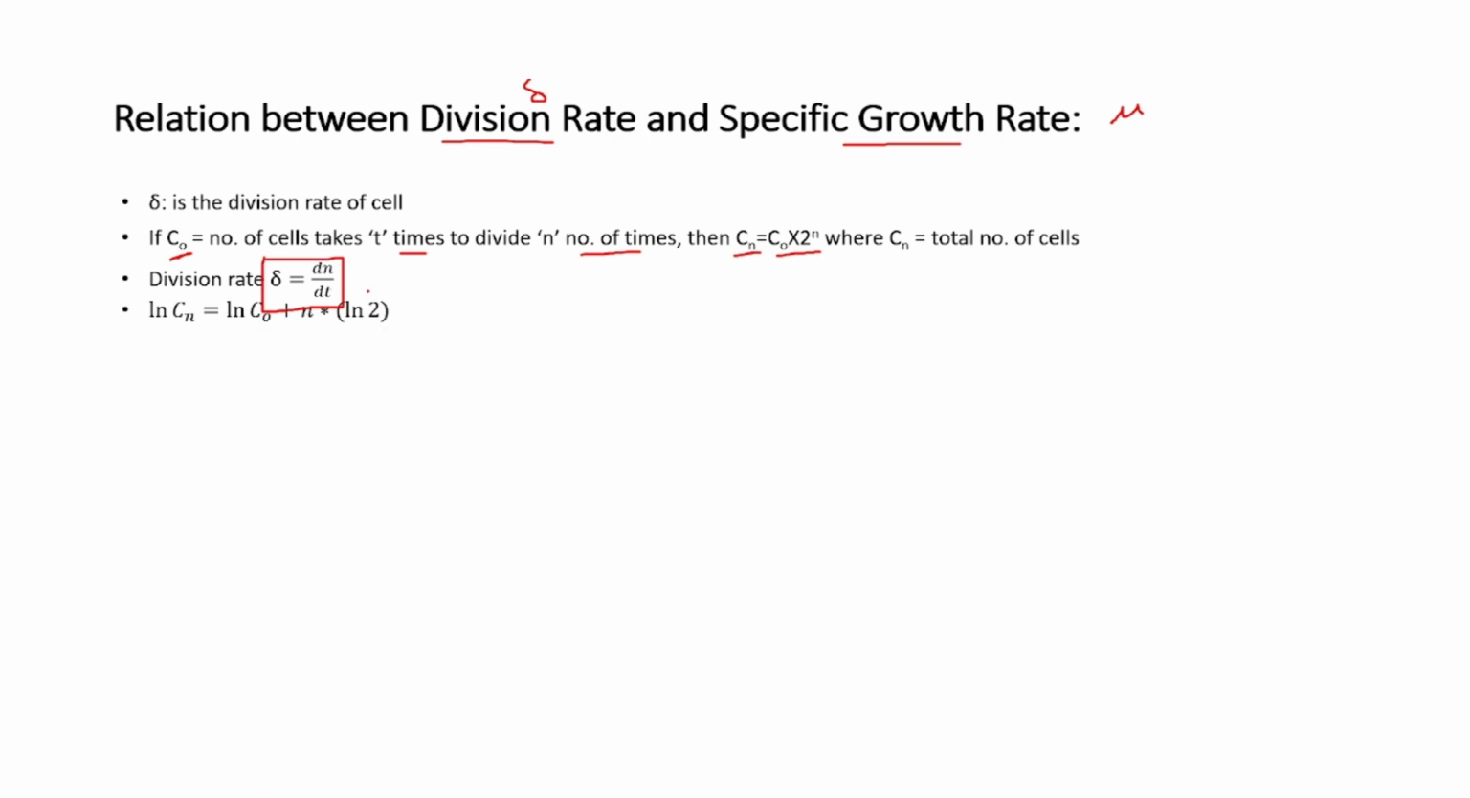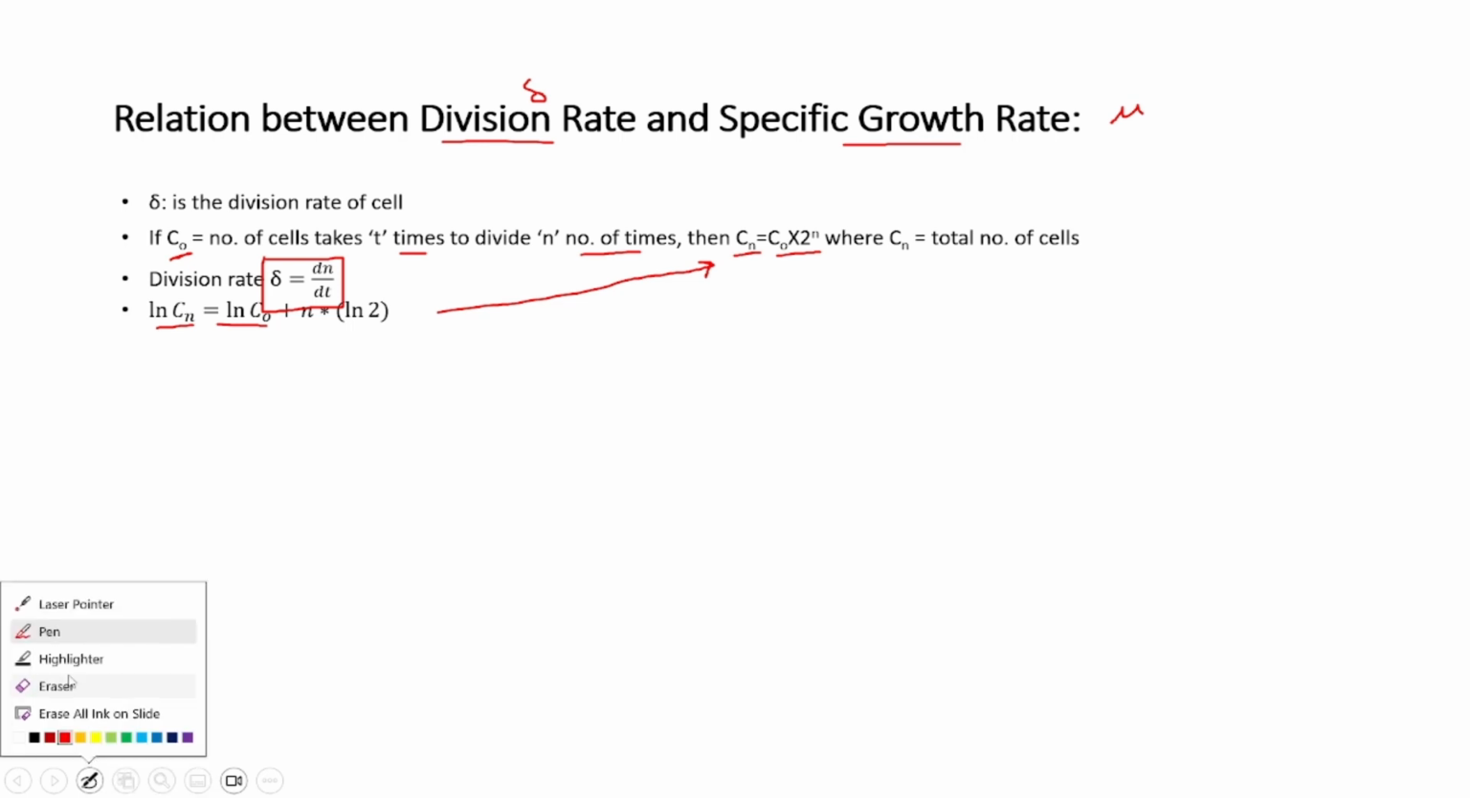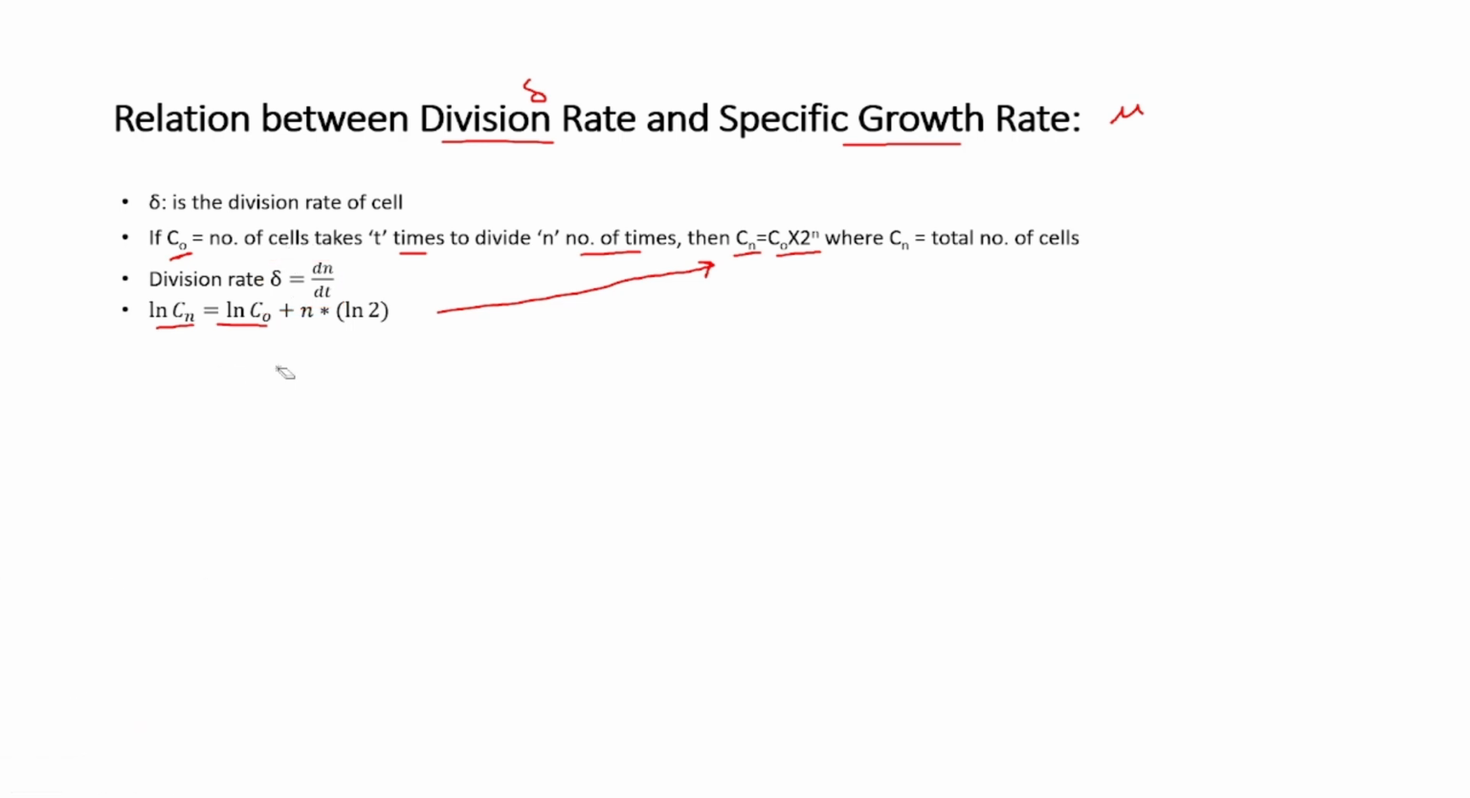So if we take the logarithm of this equation, Cn is equal to C0 into 2 to the power n, we get ln Cn is equal to ln C0 plus n ln 2. So what will be the value of n then? n is equal to (ln Cn minus ln C0) by ln 2. Okay, so this is basically what we get from here.